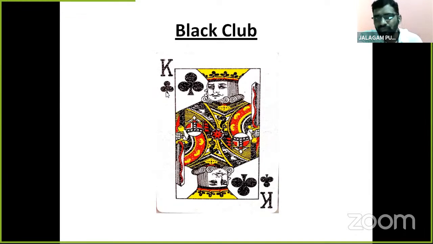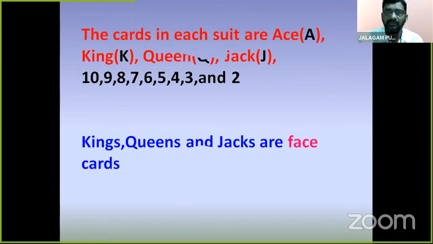Totally, how many suits are there, children? 4 suits. Each suit contains 13 cards. So here, black spades 13, red hearts 13, red diamonds 13, black clubs 13.